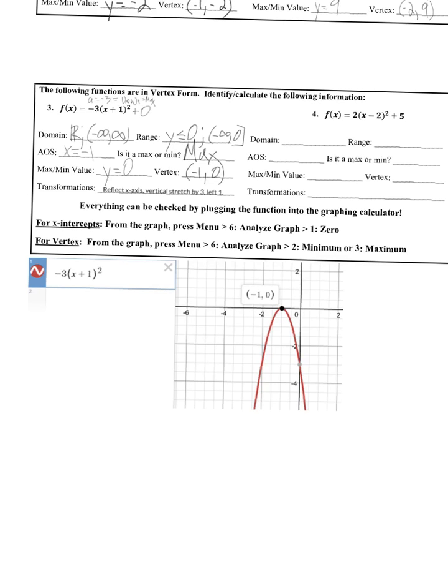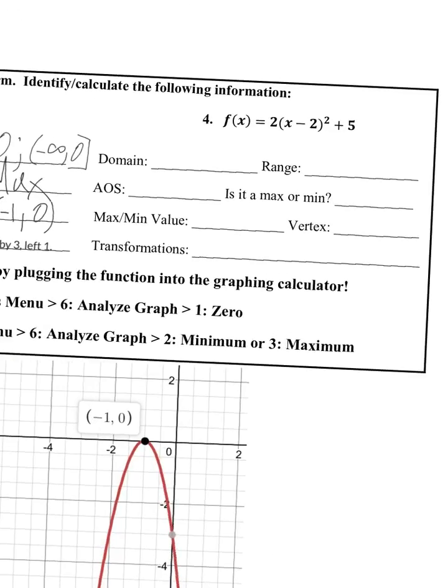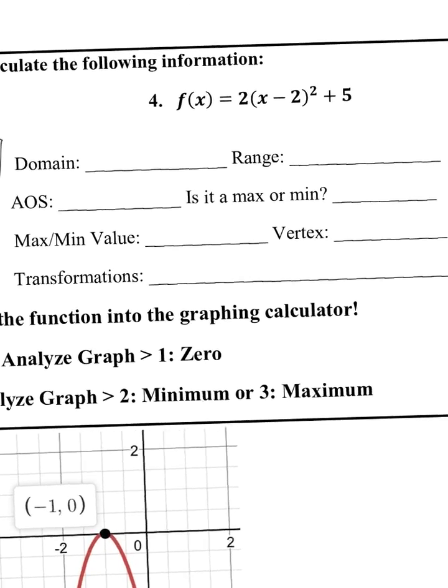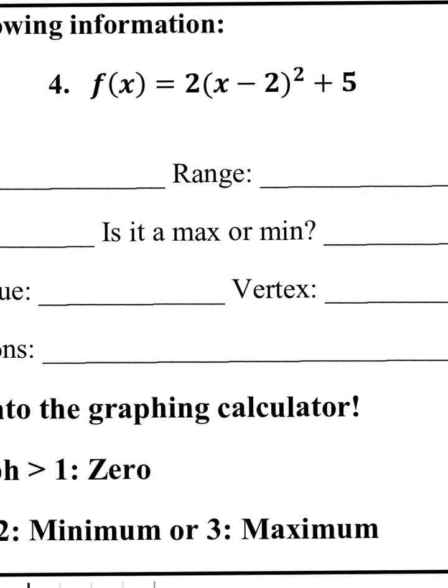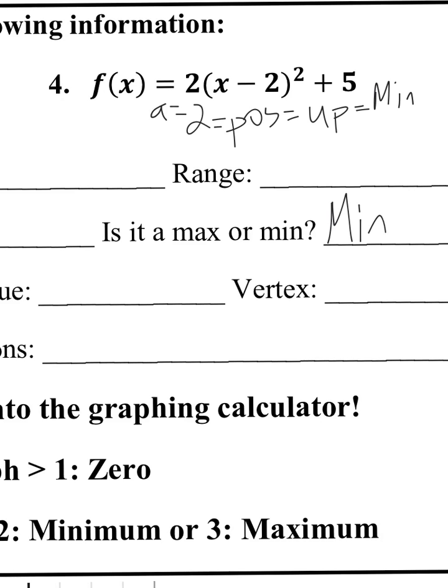So let's talk about number 4. Here I have an A of 2, and so if A equals 2, then that's positive. If it's positive, the graph is going to open up. If it's going to open up, then I have a minimum value because the vertex will be the lowest point. So is it a max or a min? It's a min.